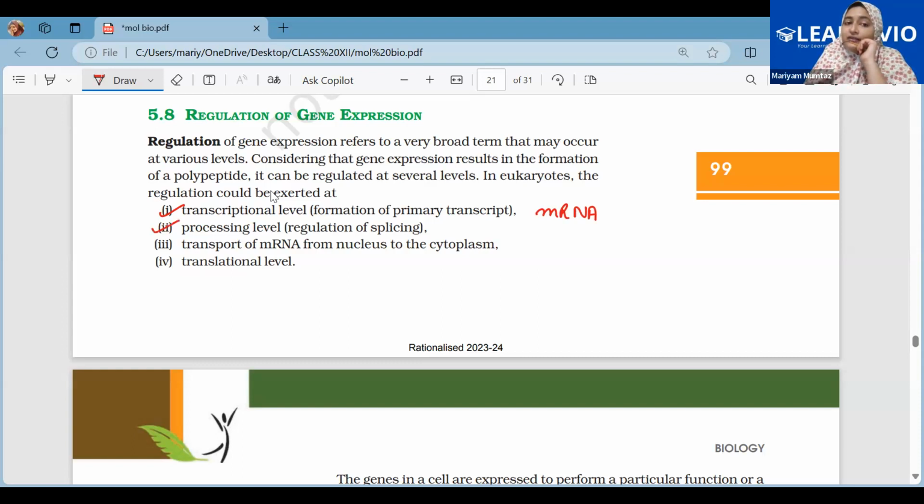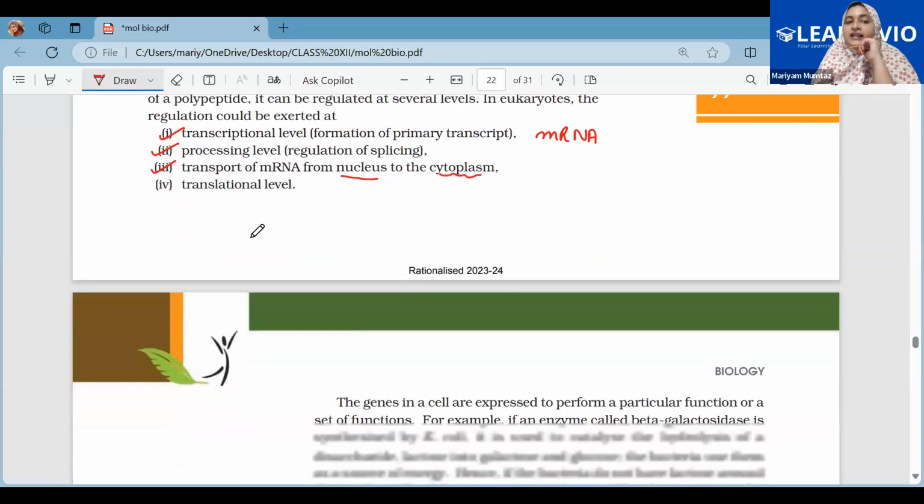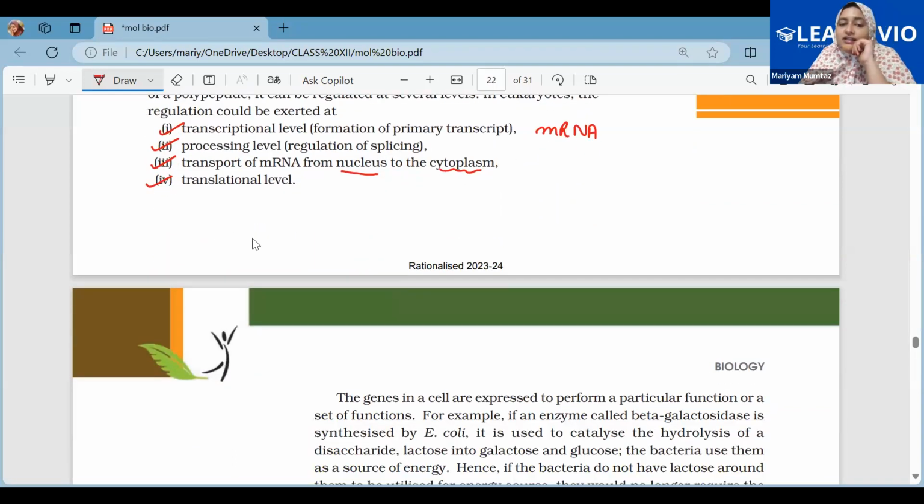Then the processing level. We know that after the RNA has been formed, it is initially the hnRNA. Then that hnRNA gets transformed into the mRNA, and we know that there is splicing, capping, and tailing, all of these things are done. Then the mRNA, which has finally been processed in the nucleus, travels into the cytoplasm. Why? Because translation takes place in the cytoplasm. And at the last, the translational level is when the proteins are synthesized. That is also when gene regulation happens.